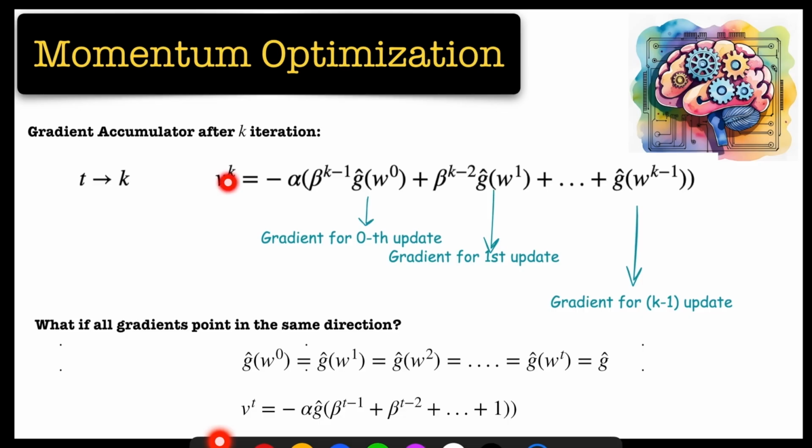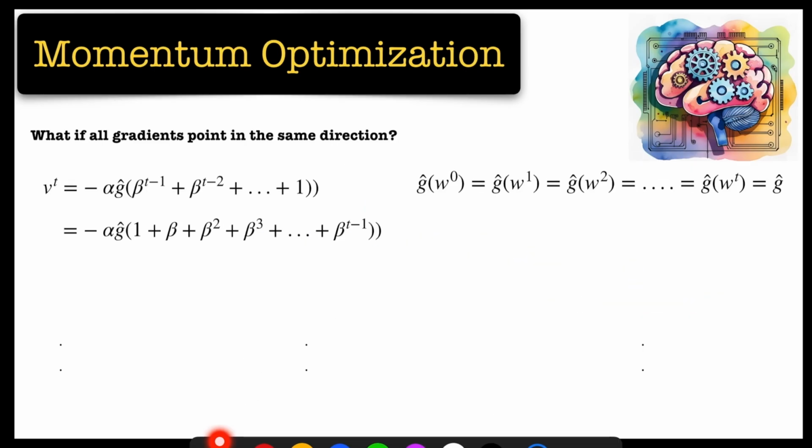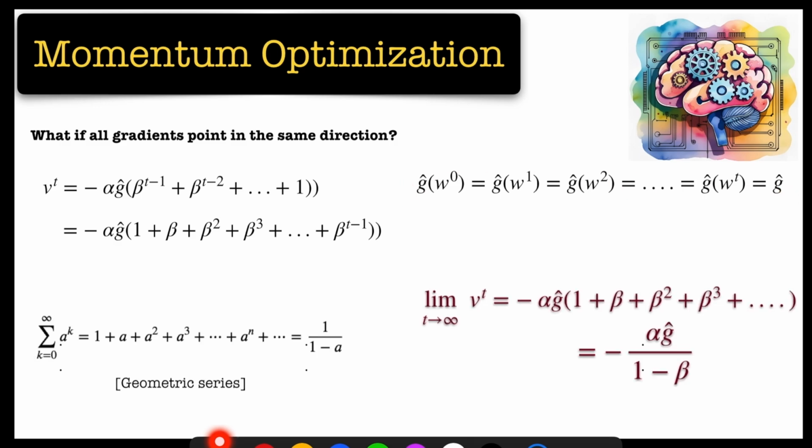So we can write this vt as minus alpha g hat times beta terms only will come: beta to the power t minus 1 plus beta to the power t minus 2 till 1. This is the simplified formula we get when all the gradients point in the same direction. So this is what we got. Vt is this, and I just reversed the order: minus alpha g hat times 1 plus beta plus beta squared, and so on.